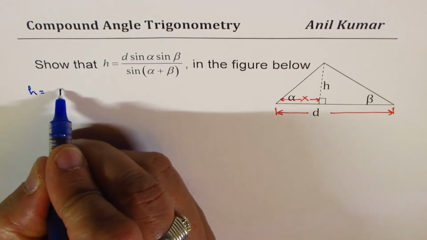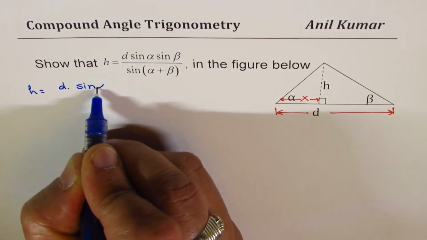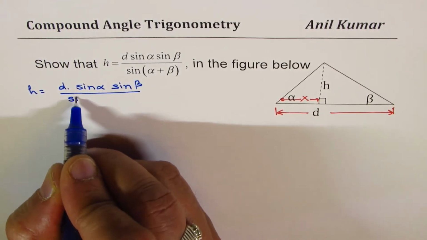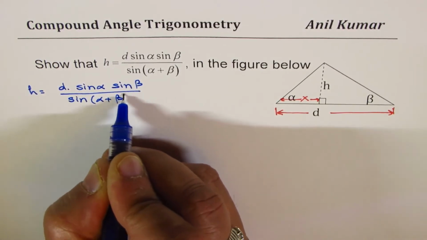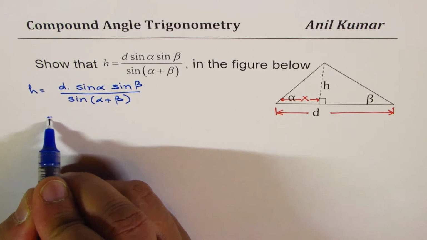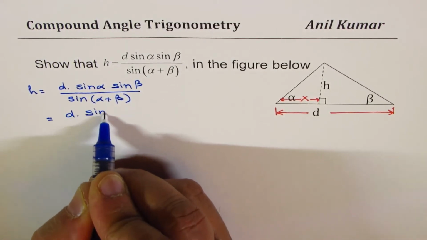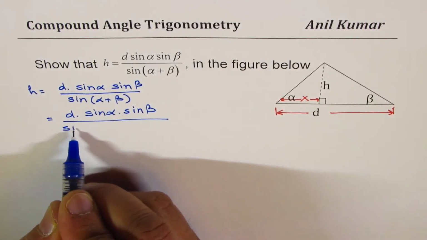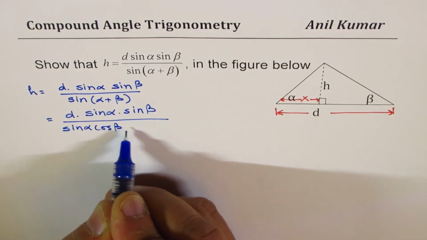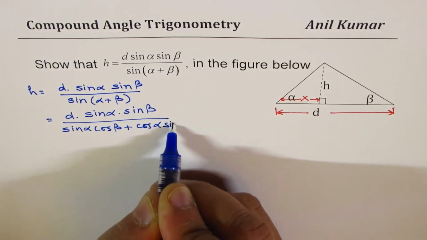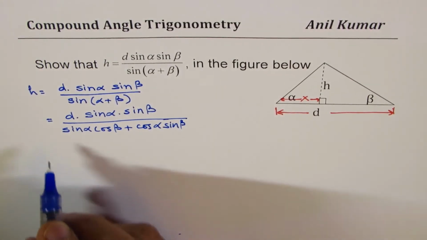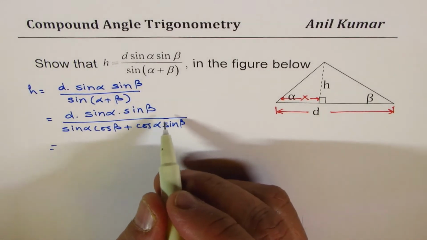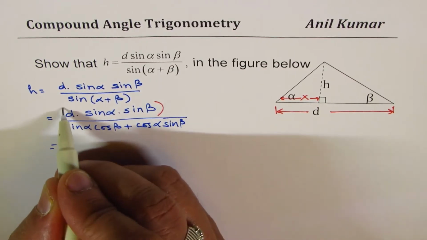So we have height h equals d times sine alpha sine beta divided by sine (alpha plus beta), right? So we'll just expand the denominator and see what we get. We get d times sine alpha sine beta divided by sine alpha cos beta plus cos alpha sine beta, right? That's what we get.